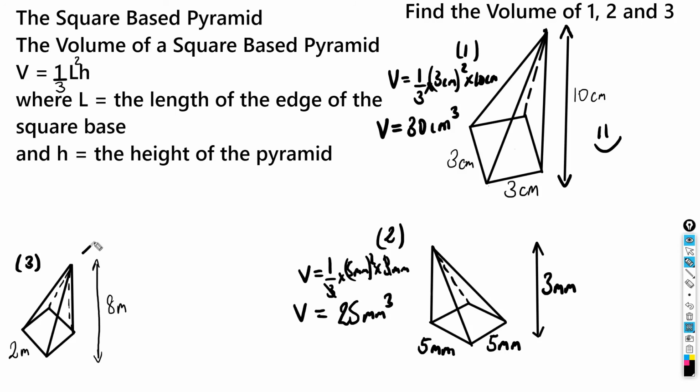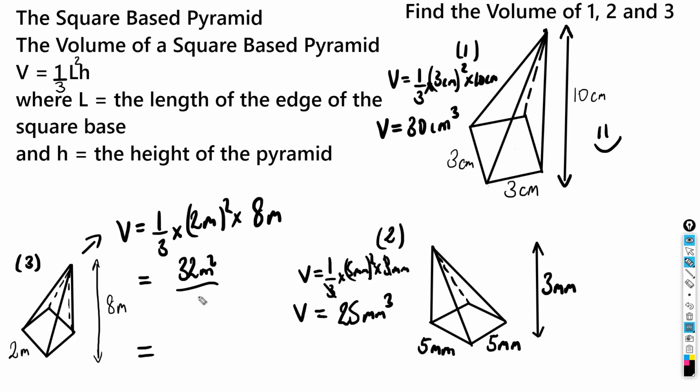All right, and let's look at this pyramid now. This one is a big pyramid though. 2 meters is one side, and 8 meters is the height, which is pretty high, right? Now the volume is equal to 1 over 3 multiplied by L squared, which is 2 meters squared, multiplied by the height, which is 8 meters, right? All right, guys, so we should end up with 2 times 2, which is 4, and 4 times 8 would give us 32 meters cubed, over 3.